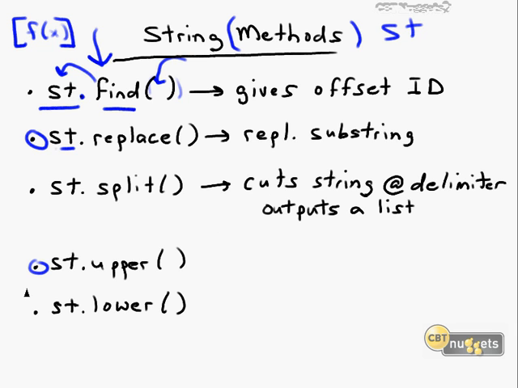And then finally we have upper and lower, which from the names I think you can tell what these methods do. Convert the given string that you put into the parentheses into either all uppercase or all lowercase. Now there are a lot more string methods than these. These just tend to be the most popular ones that we're going to start with.